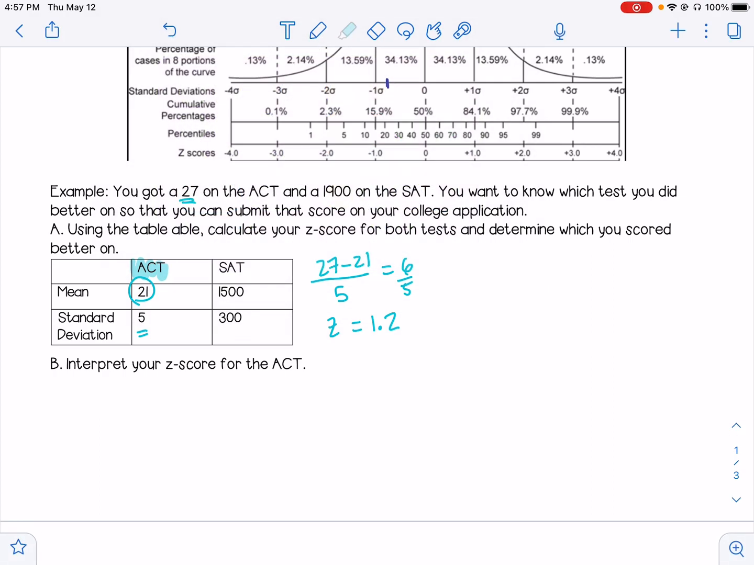Now if I come over here and do the SAT, we're going to do the same thing. My score was 1900. So we're going to do 1900 minus the average over the standard deviation. When I do that, I get 4 over 3, which is approximately 1.33.